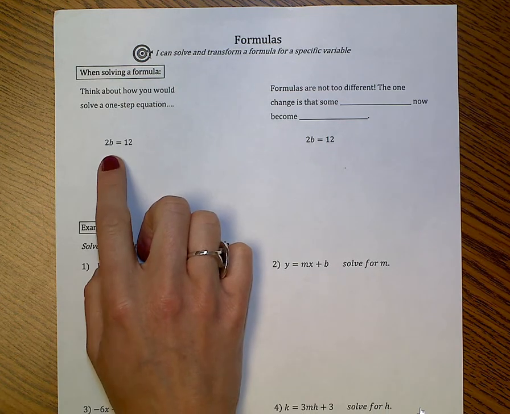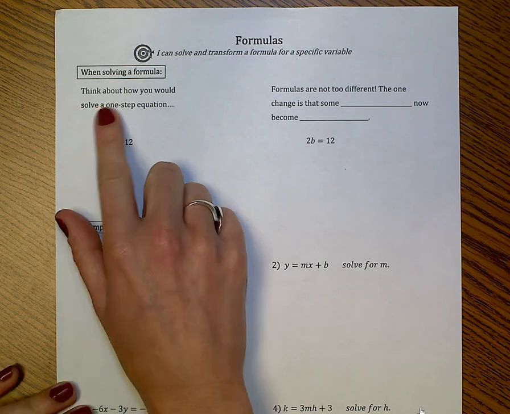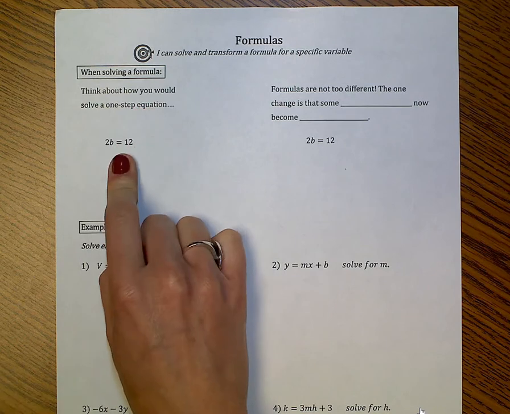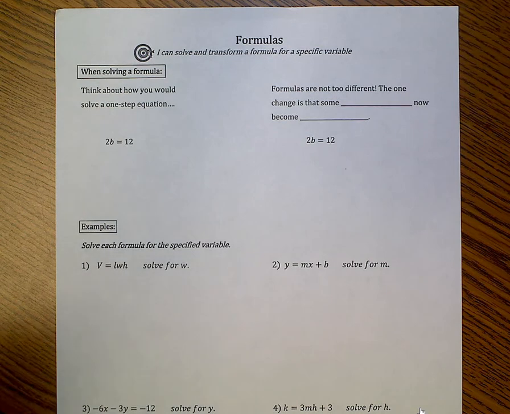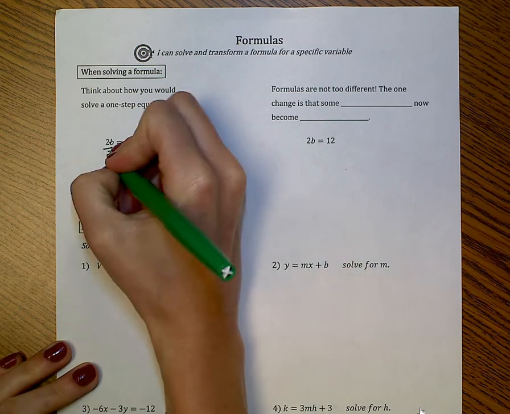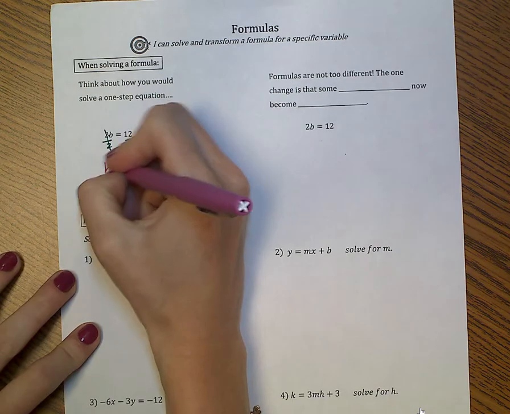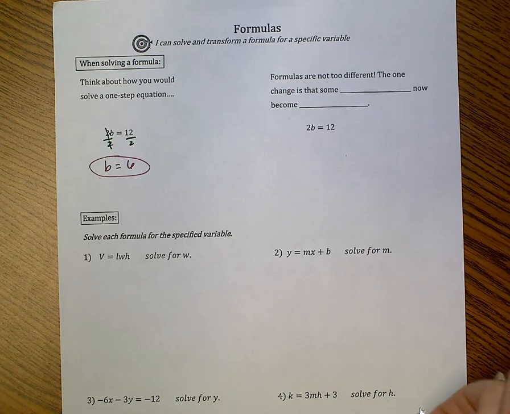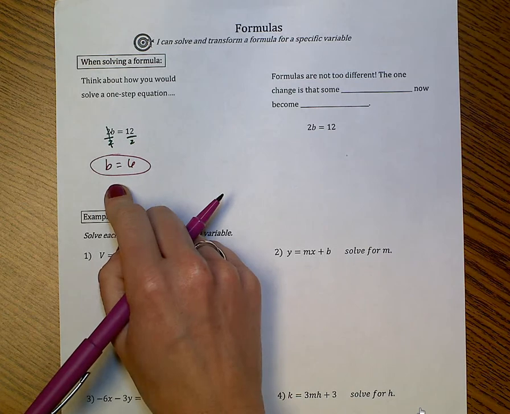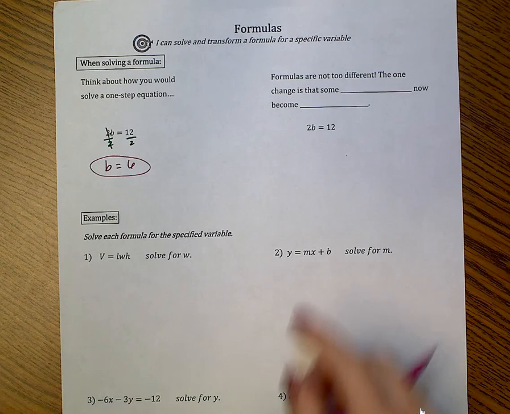So check out this first example here. I am 100% confident that all of you can solve this. So I wrote a note here, it says, think about how you would solve a one-step equation. If it's 2b equals 12, and I say, solve this for b, I know that every single one of you would see that you're multiplying by 2, so you would divide by 2. And then you would tell me that b equals 6. Okay, so you do the inverse or the opposite operation to get whatever it is by itself.